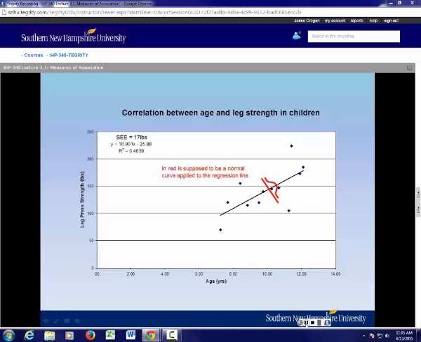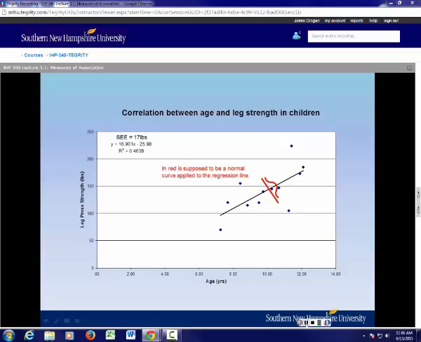So a 10-year-old will have a leg press strength that is predicted to be about what? Well, take the 10, substitute it in for x in the equation, multiply it by the 16.901, subtract the y-intercept of negative 25.98, and you get a prediction of strength.